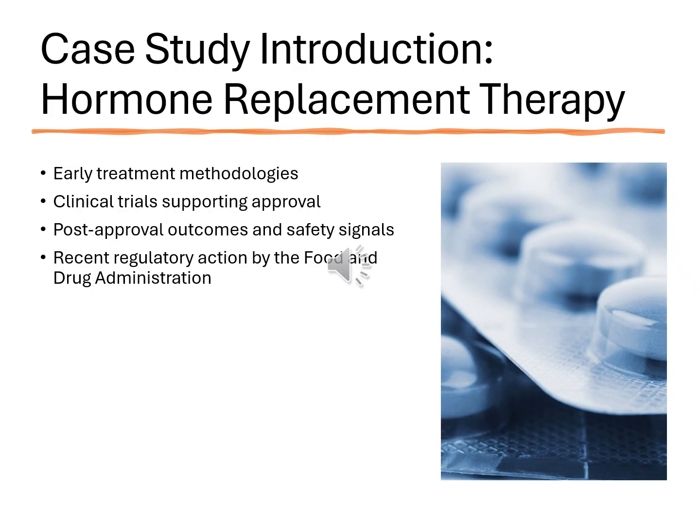This week, we begin our case study exploring hormone replacement therapy. We will examine early treatment methodologies and how hormone formulations evolve over time. We will discuss how clinical trials were designed to support approval and what outcomes were prioritized. We will focus on post-approval outcomes, including safety signals that emerge after widespread use. We will discuss how oversight responsibilities shift after approval and how risk communications become essential. Finally, we will connect these lessons to a recent regulatory action by the FDA, highlighting how post-approval oversight can result in labeling changes, additional study requirements, and other actions to protect public health.